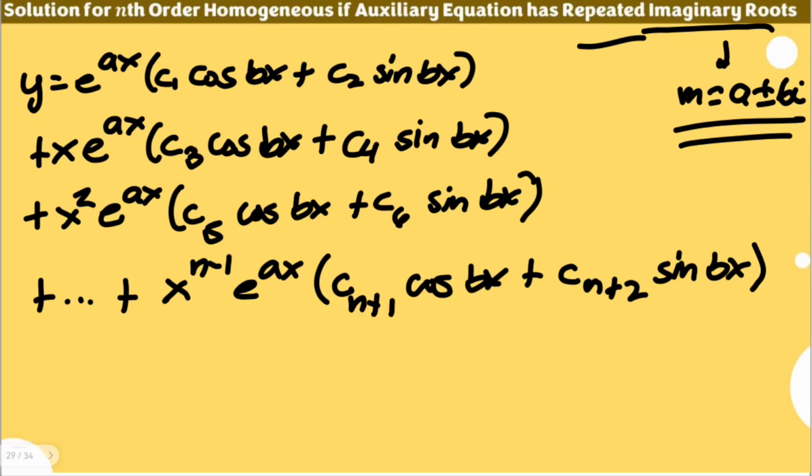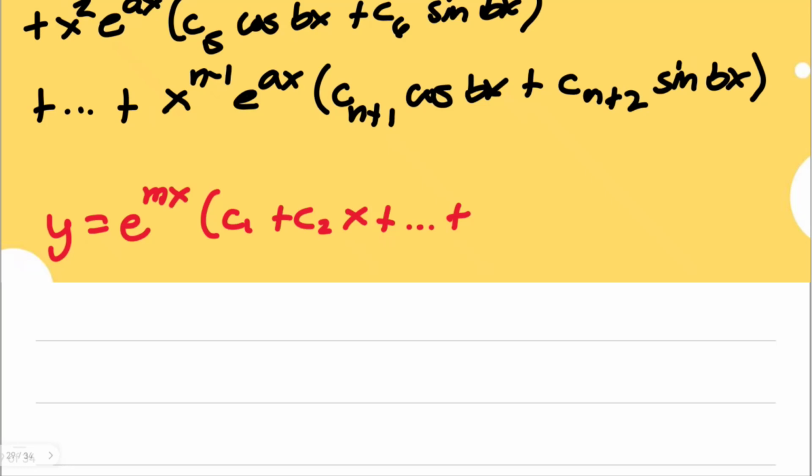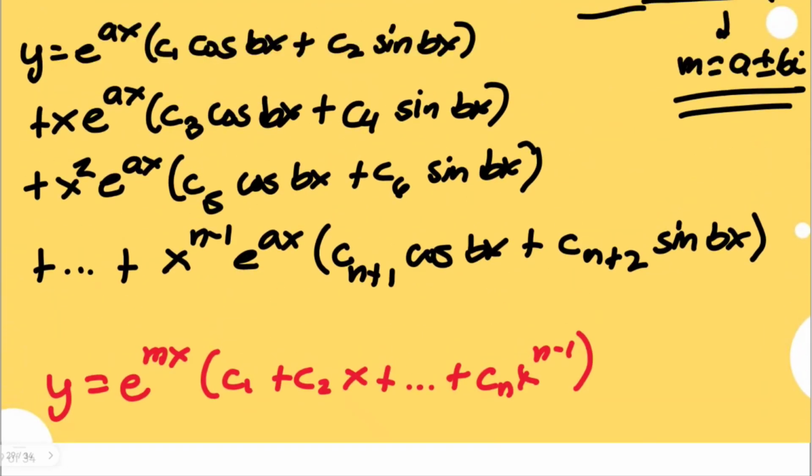It is actually patterned to the solution when we have repeated real roots. I'm going to return to that one. When you say repeated real roots, it's expressed in this manner, e to the power of mx, right? Times c sub 1 plus c sub 2 x plus dot dot dot, plus c sub n x to the power of n minus 1. Okay, this is the situation. However, take note that if we have imaginary roots, this becomes a, and this component here will be a component of a trigonometric ratio, cosine and sine.